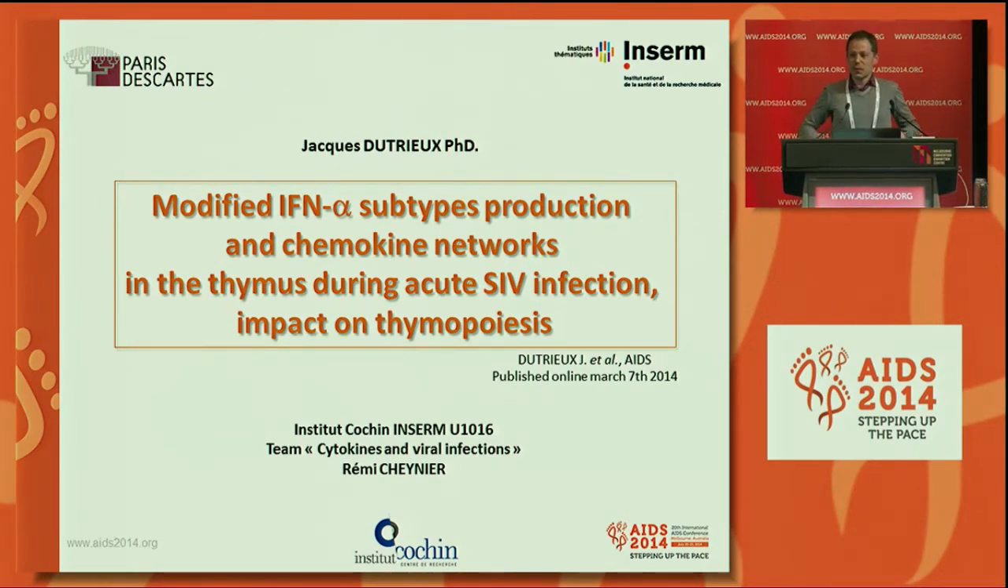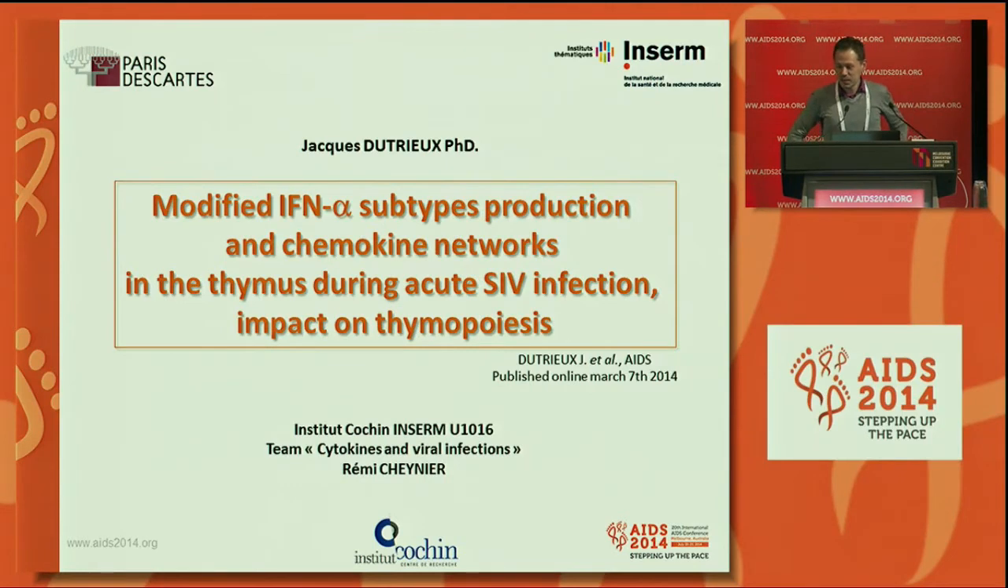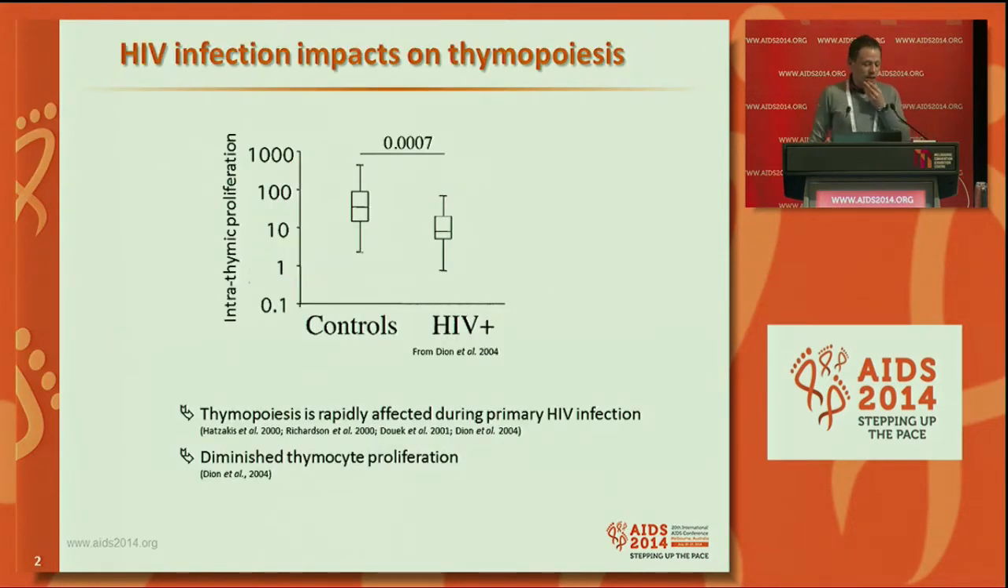I will present the work I've done in Rémi Chenier's lab at the Institut Cochin in Paris, which was focused on the impact of HIV infection on thymopoiesis. HIV infection is characterized in humans by an affected thymopoiesis due to a diminished thymocyte proliferation. Several indications point to the fact that interferon alpha response could be at the origin of this phenomenon.